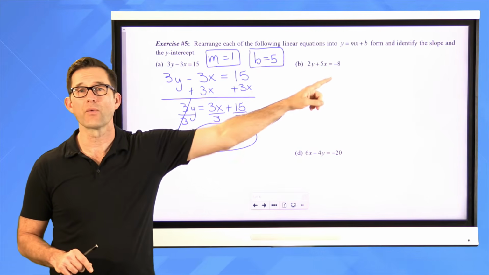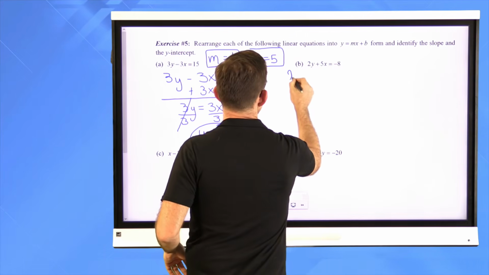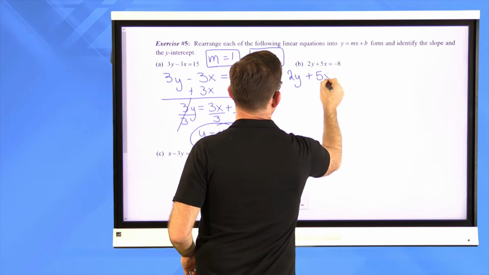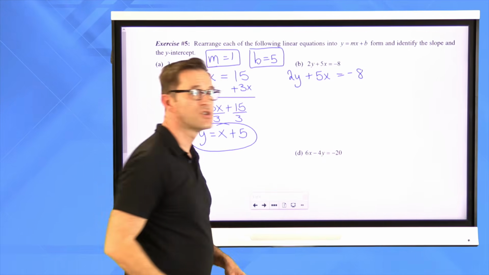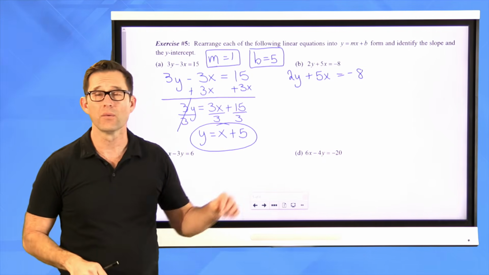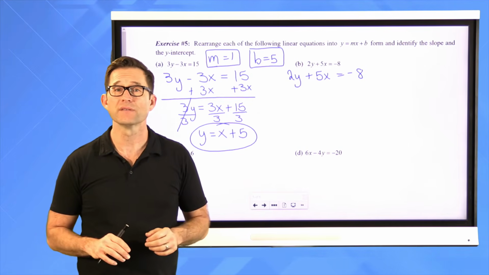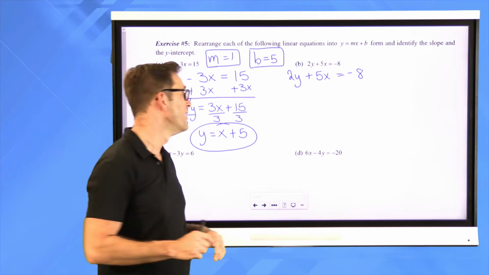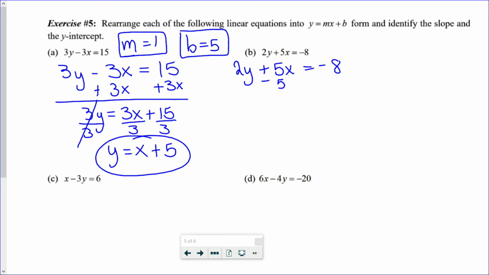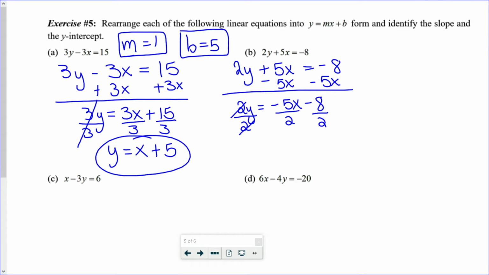Again, let me rewrite letter B a little bit bigger so that you can see it. I've got 2y plus 5x is equal to negative 8. Again, just like before, I want to think about how to isolate y. Well, I've multiplied y by 2, and I've added 5x. So I'm going to subtract 5x, and then I'm going to divide by 2. So that's simple. Let me subtract 5x from both sides. Again, I'm going to take advantage of the commutative property of addition and write that as negative 5x minus 8 as opposed to negative 8 minus 5x. I'm now going to divide both sides by 2 and distribute that division.